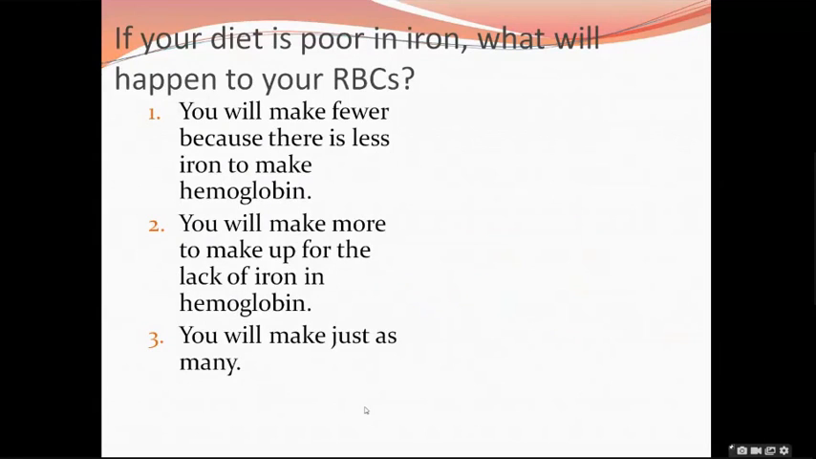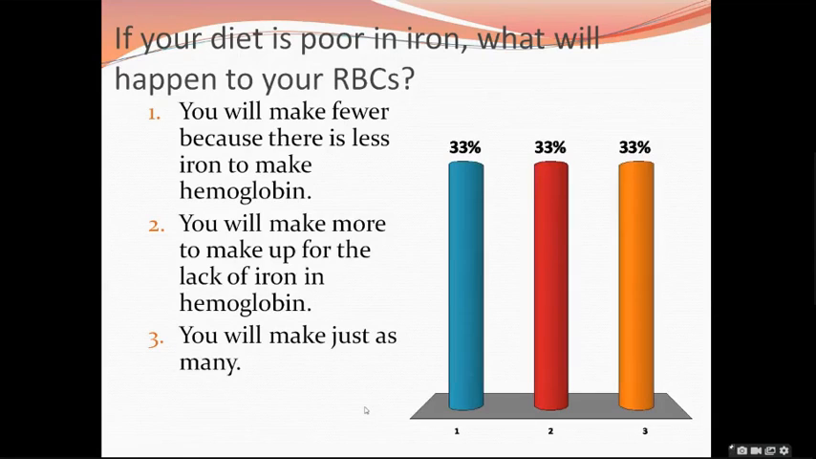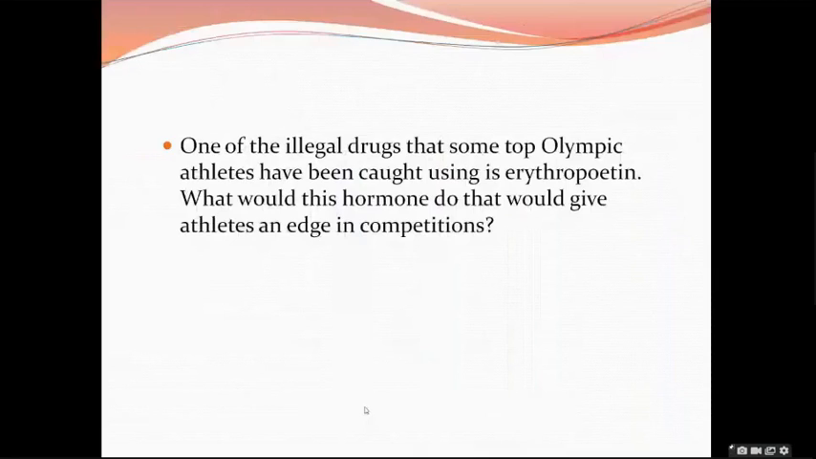Now when we are not eating proper iron, what is going to happen? Definitely there will be a problem in making hemoglobin, right? So the amount of hemoglobin will get lesser. Now we will make up for the lack of iron in hemoglobin. If iron is not there, many things can happen. As hemoglobin does not have the iron, it will not properly bind to the oxygen. You will feel suffocated.